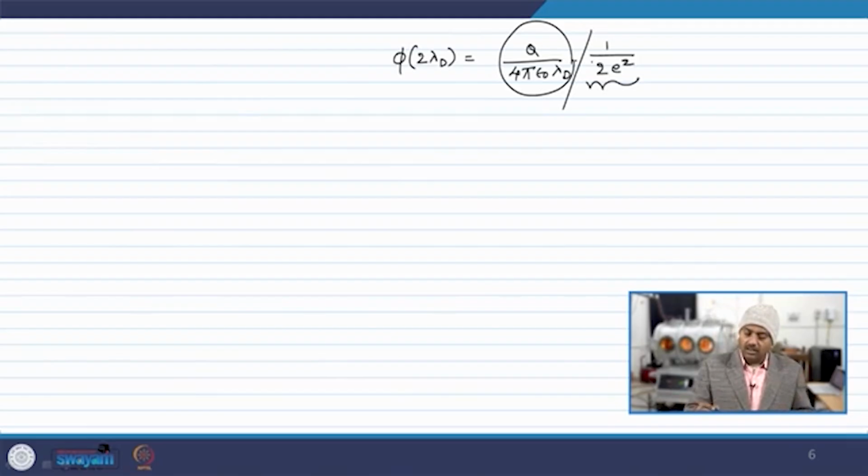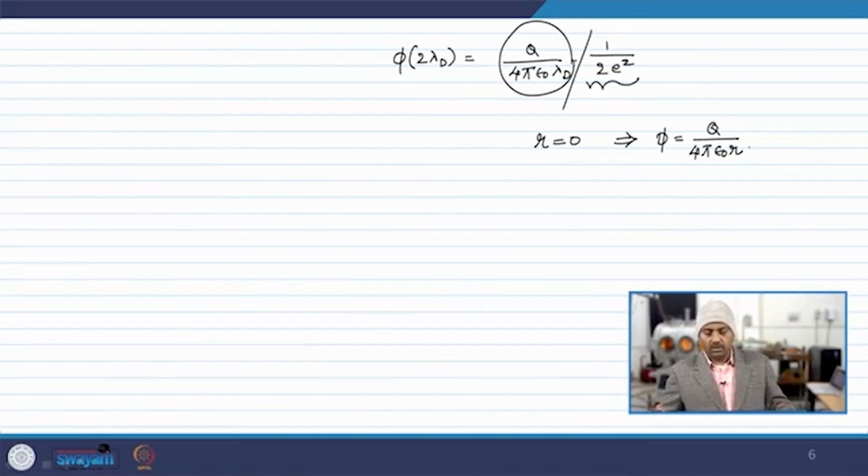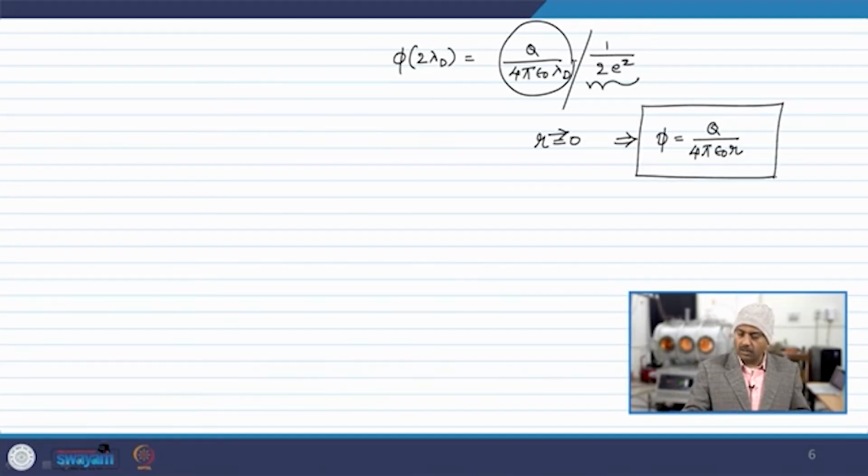The conclusion is that at r equal to 0, the potential phi is q by 4 pi epsilon naught r. We cannot write r equal to 0 because if r is equal to 0, q by 0 becomes infinity, phi becomes infinity. We will only say that r tends to 0. Okay. Phi is q by 4 pi epsilon naught r. What happened to the exponential term? Exponential term became just 1. So, there is no role of exponential term, right. Let us say, yeah, this is the conclusion actually.